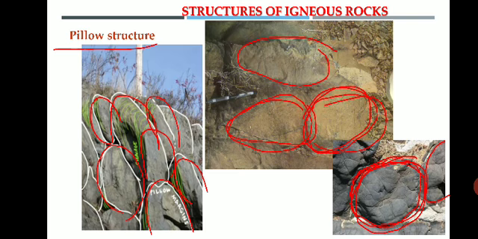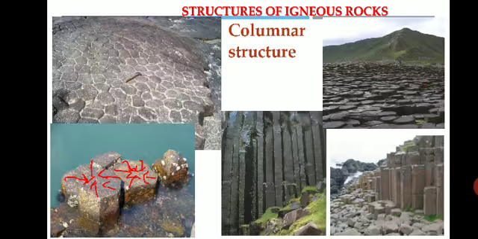Then pillow structure, pillow lava, they look like pillows, and this is seen in basaltic rock, that is mainly basic lava when it comes in contact with the sea water. That exhibits the appearance of small structures which you can compare with pillows or cushions, and these pillows have a vesicular crust. Such structures are called pillow or ellipsoidal structure. Then columnar structure, these are again common structures which are shown by basaltic rocks.